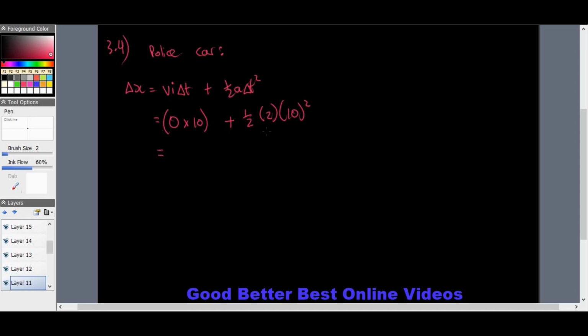Okay, so what am I going to get here? This is going to be 0 plus this, so I'm just going to work with this quickly to save some space. Therefore delta x, in this case, half of 2 is 1. 1 times 10 squared is 100, so delta x is equal to 100 meters. Okay, let's choose another color for the van. Now for the van, let's have a look at the information for the van.